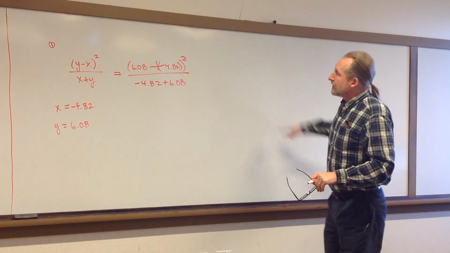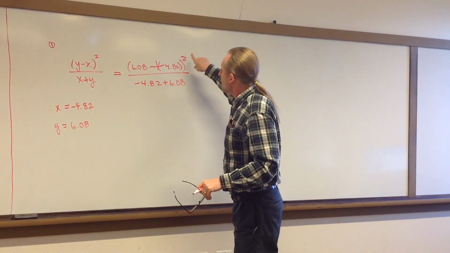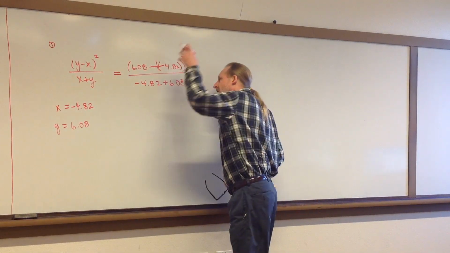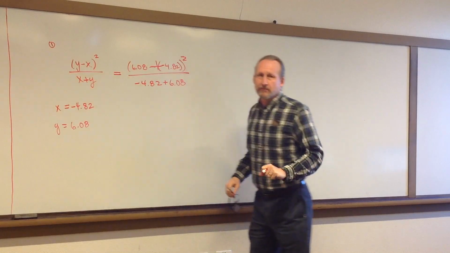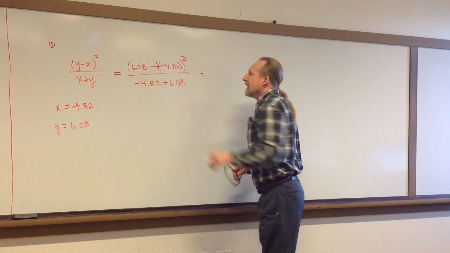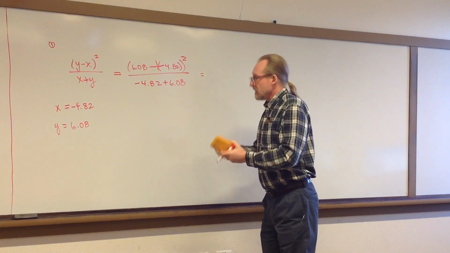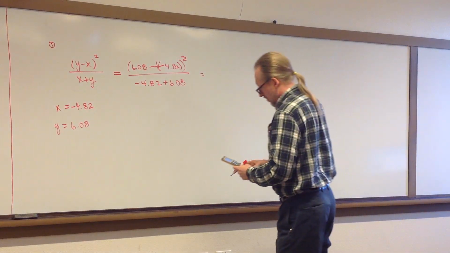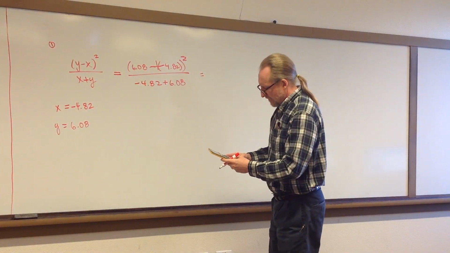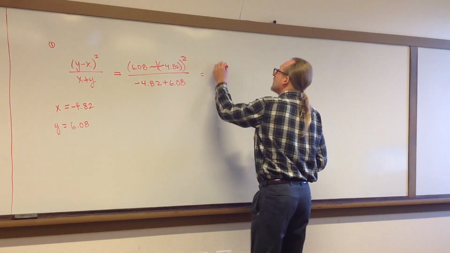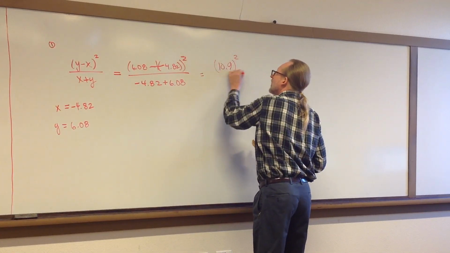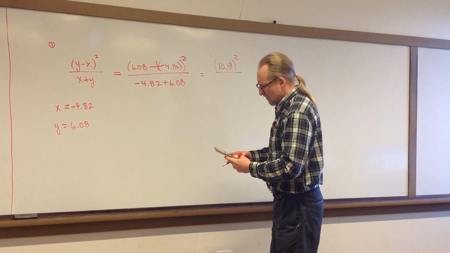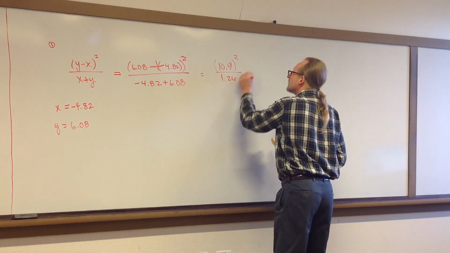Now another thing that people make mistakes on with this problem is that they try to square each of these numbers individually. The order of operations says work in the parentheses first. Okay, you've got to get what's in the parentheses down to a single number. And so we need to take 6.08 and add 4.82, and we get 10.9, and then we can square that number. Down on the bottom, we've got negative 4.82 plus 6.08, and that's 1.26.